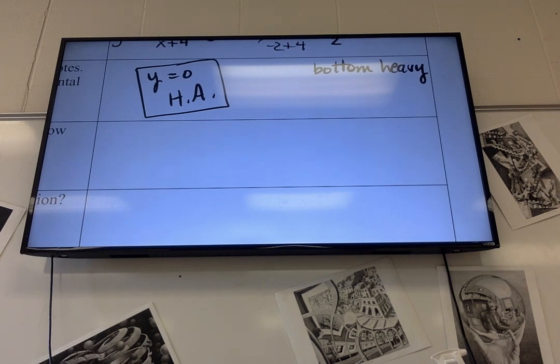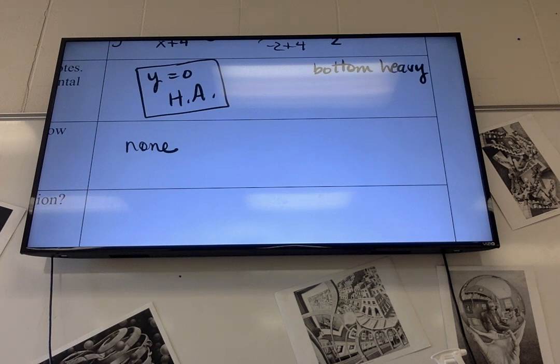You would take whatever's left on top and set it equal to 0. What's left on top? I mean, you cancel. 1. 1 can't equal 0, right? So what's the 0? There aren't. Yeah. None. And that makes sense, because if the horizontal asymptote is y equals 0, then it's not going to cross the x-axis. So that's why there's no zeros.